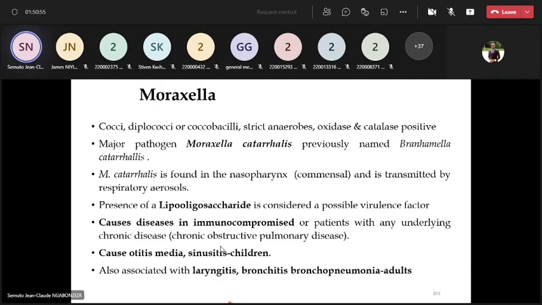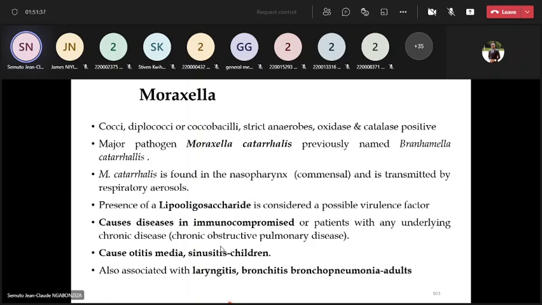the next genus is Moraxella, which is also cocci, diplococci, also cocobacilli. So they have this morphology between cocci and bacilli. They are strict aerobes and oxidase and catalase positive. And the major pathogen is called Moraxella catarrhalis, previously named Branhamella catarrhalis.